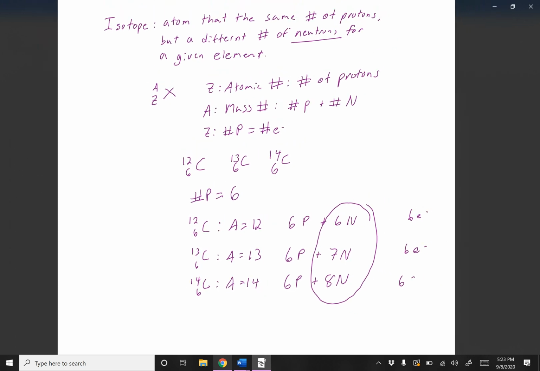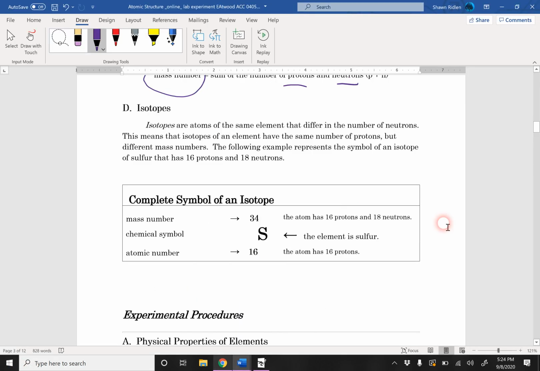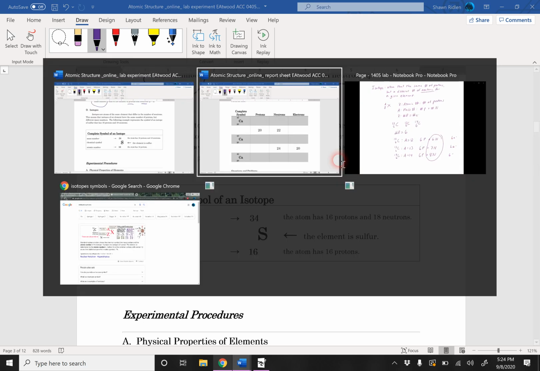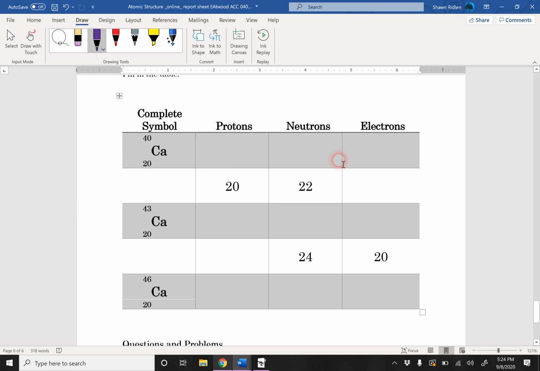Okay, so let's go back to our report sheet, and let's look at what they actually want us to do. Looking back at your experiment sheet just for a moment, you see all that information pretty much written out here again, just in case you want to see it again. But hopping back over to our report sheet, we have another table, and they want us to fill this in. They're giving us some isotope symbols, and they're asking us to find the number of protons, neutrons, and electrons.